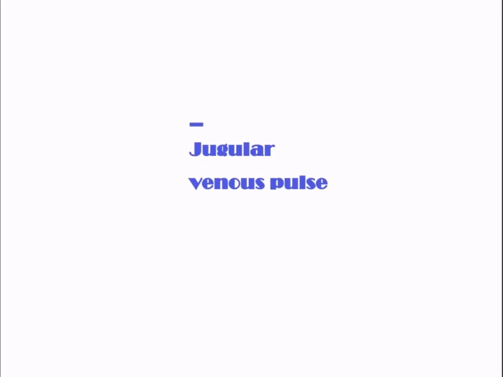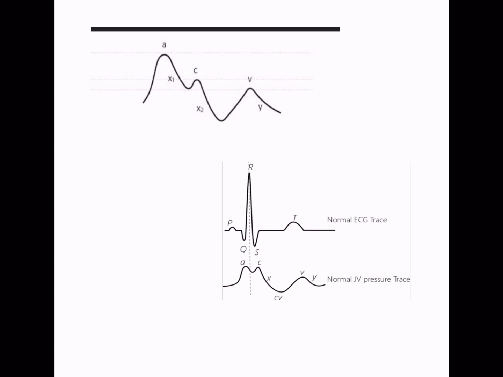Hi, hello. Today we are going to see about jugular venous pulse. Jugular venous pulse means the height of the vertical column of blood above the sternal angle at 45 degrees. Internal jugular vein is taken as it directly reflects the right atrial pressure. Elevated JVP means more than or equal to 3 cm of H2O.